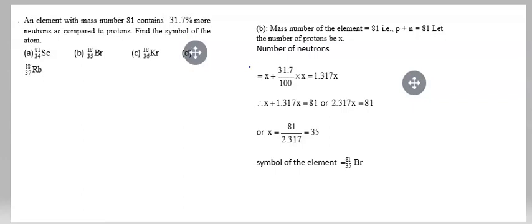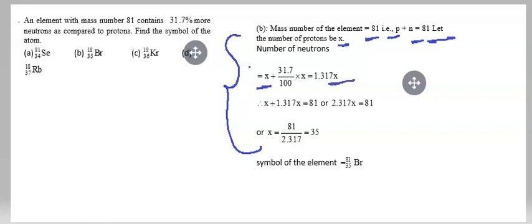The question is an element with a mass number 81 contains 30% more neutrons as compared to protons. So find the symbol of the atom, right? So this is the solution I have already mentioned. Let me explain the solution, right? The mass number of the element is 81, that is given. So protons plus neutrons combined give 81. Let us consider the protons to be x, then the number of neutrons will be x plus 30 percent of x, the percentage that is given.